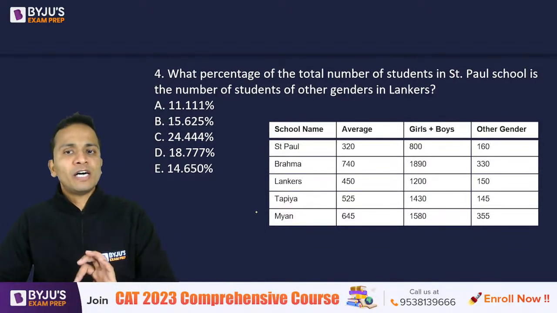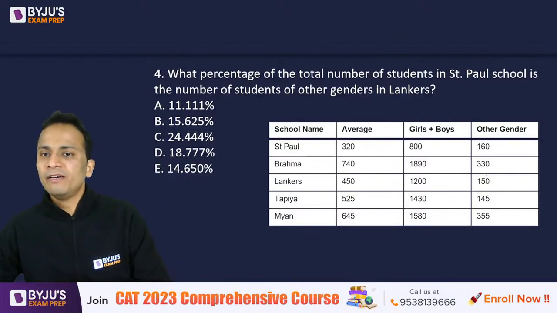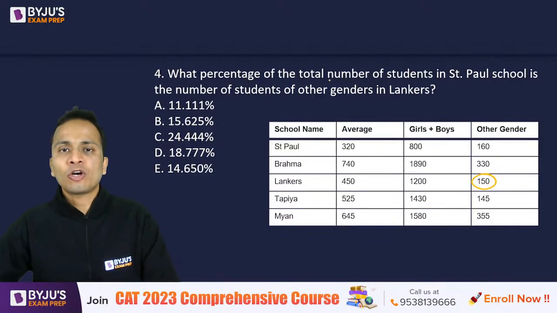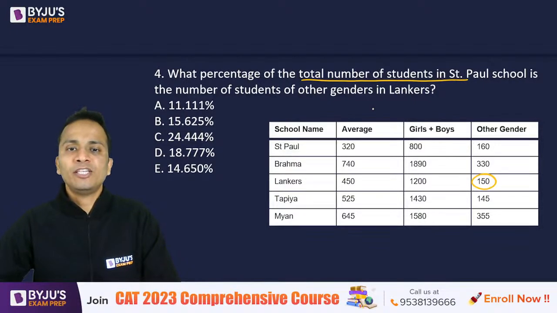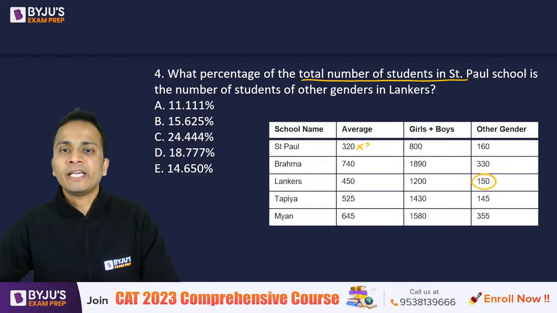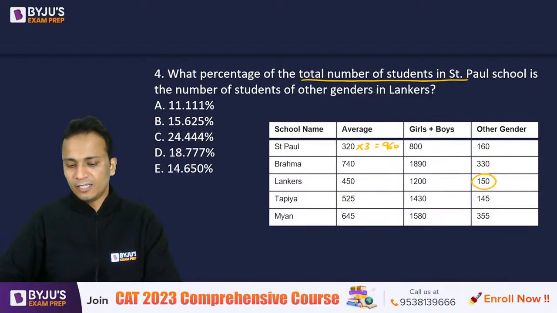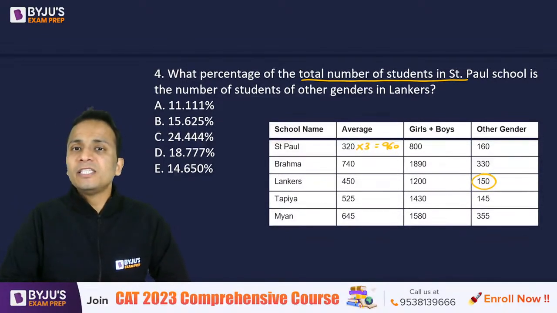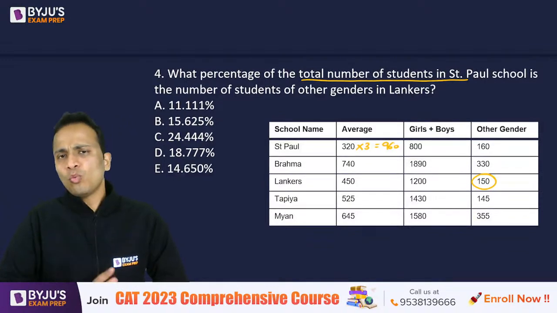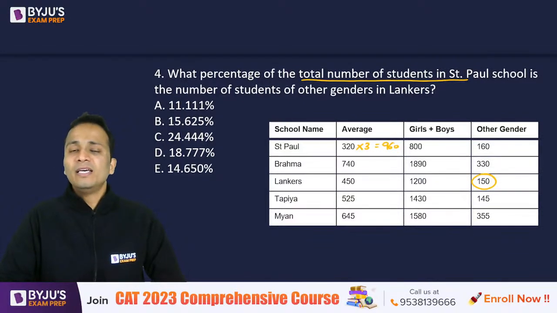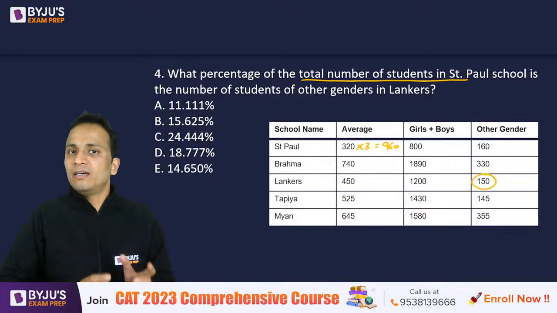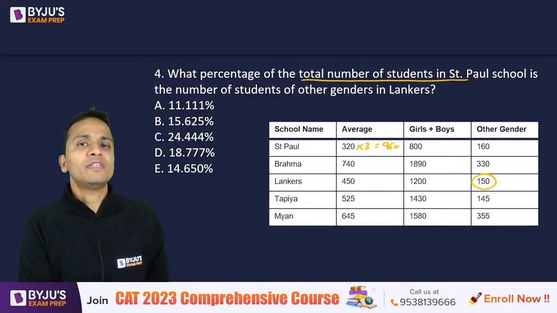So number of students of other genders in Lankers, let's mark that. 150 is the number. And the first number they're talking about, the total number of students in St. Paul, should be 320 multiplied by 3, that is 960. So now I have two numbers in hand, 960 and 150. What they are basically asking: 960 is what percentage of 150, or vice versa, 150 is what percentage of 960?